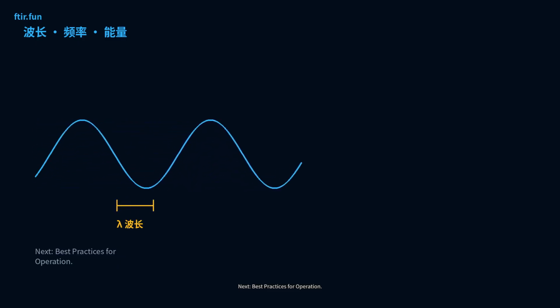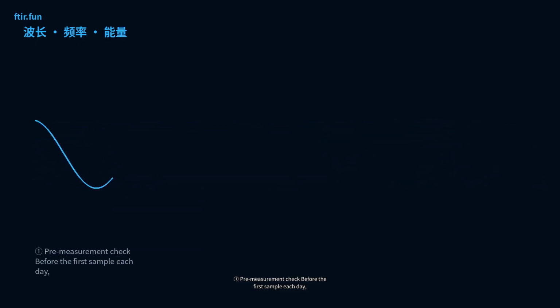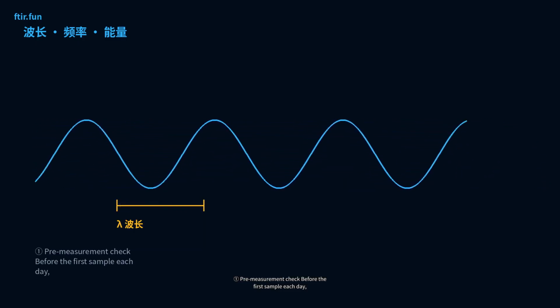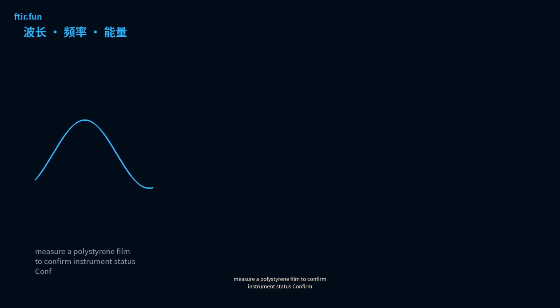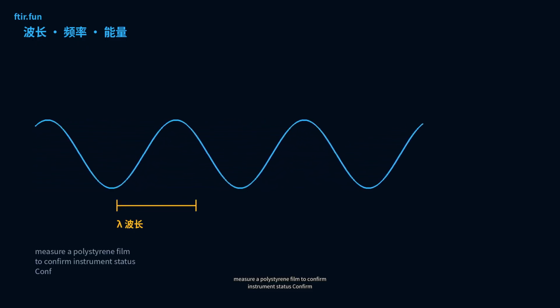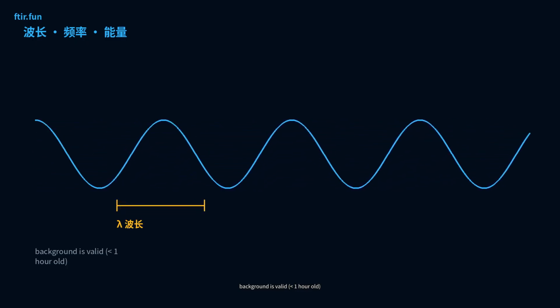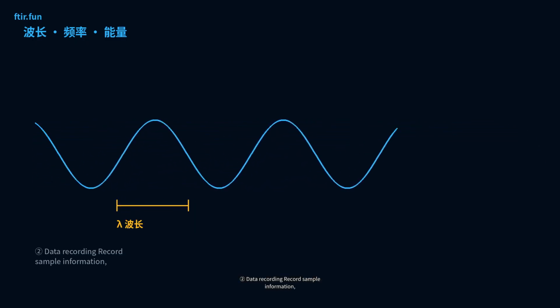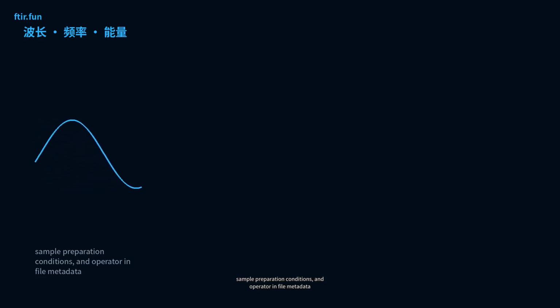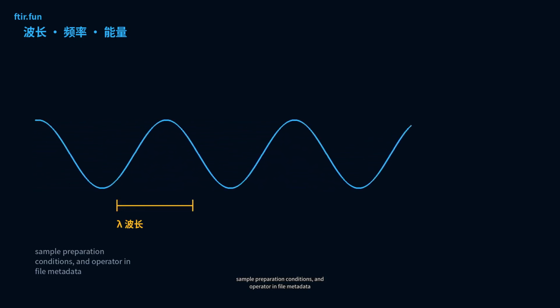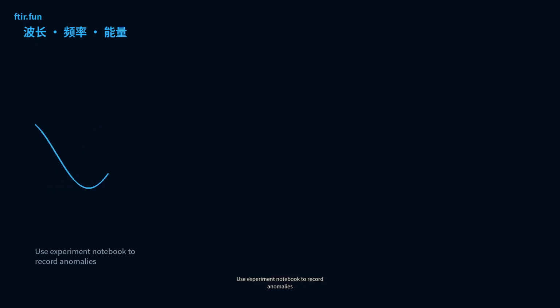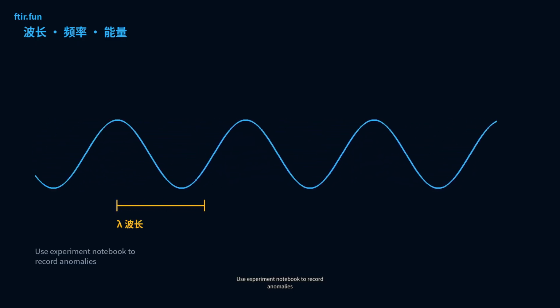Next, best practices for operation. Calibration measurement. Check before the first sample each day. Measure a polystyrene film to confirm instrument status. Confirm background is valid, less than 1 hour old. Data recording: record sample information, sample preparation, conditions, and operator in file metadata. Use an experiment notebook to record anomalies.